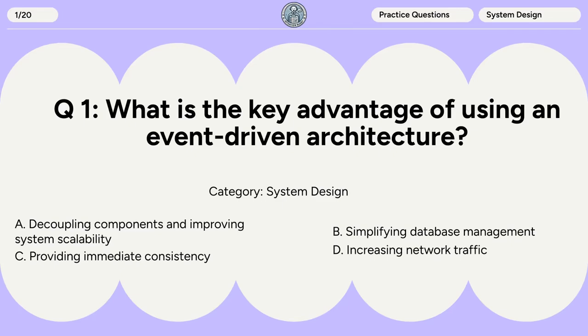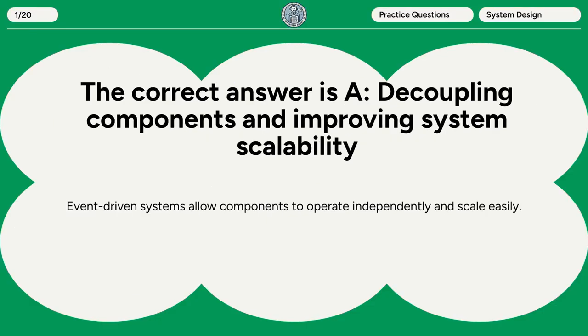Question 1. What is the key advantage of using an event-driven architecture? A. Decoupling components and improving system scalability. B. Simplifying database management. C. Providing immediate consistency. D. Increasing network traffic. The correct answer is A. Decoupling components and improving system scalability. Event-driven systems allow components to operate independently and scale easily.